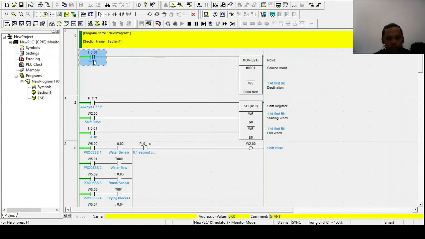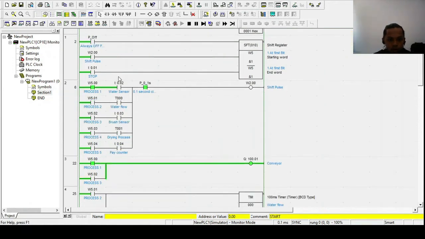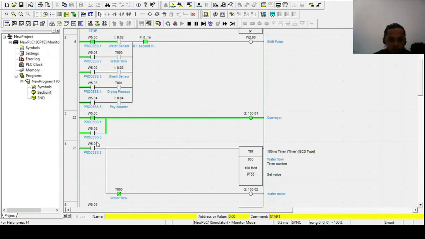Okay, now it starts the simulation. Now is the water sensor process. Okay, now process 1, the conveyor is moving. The conveyor moves until the water sensor detects the car. So about 10 seconds for the washing process. The water motor flows the water onto the car.